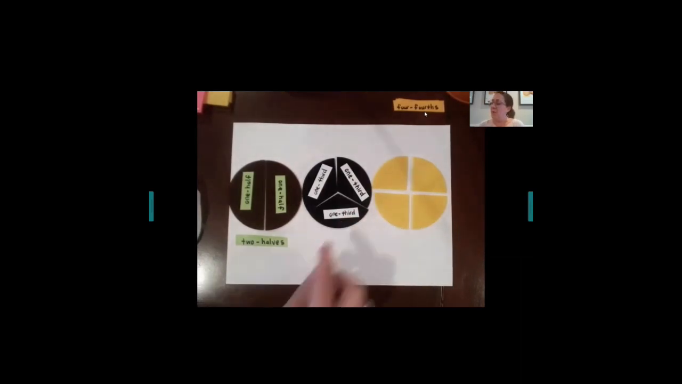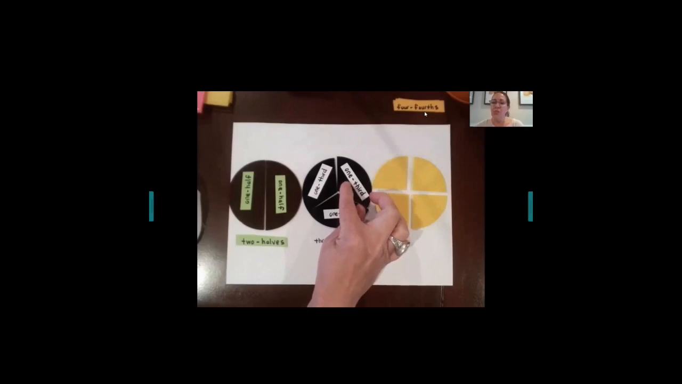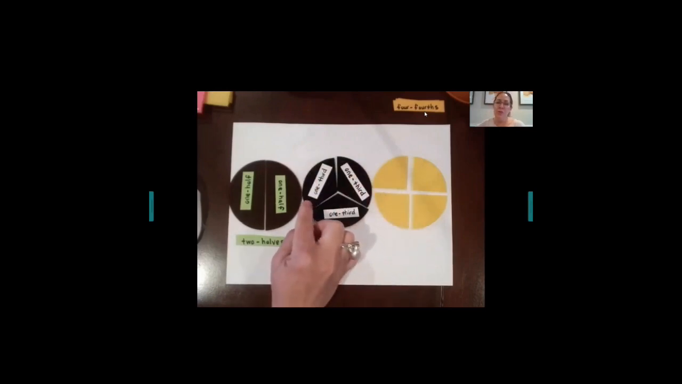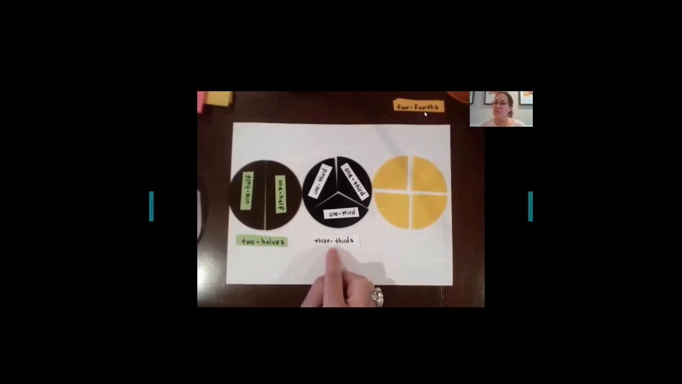If I'm going to talk about and describe all three of these, I would say they are 3/3. So this share right here would be 1/3 of the whole circle. This share would be 1/3 of the whole circle, and this share would be 1/3 of the whole circle. And then we would say that all three of them are called 3/3. It takes 3/3 to make up the whole entire circle.